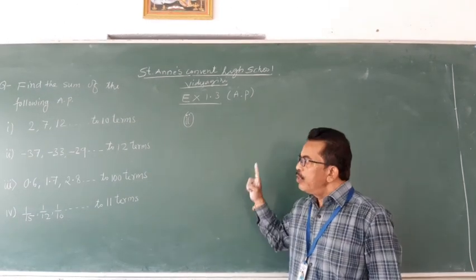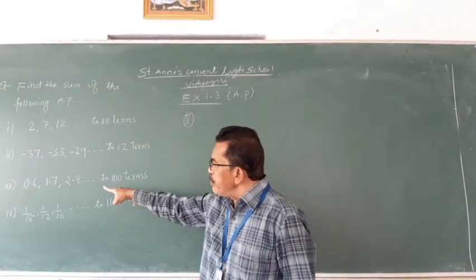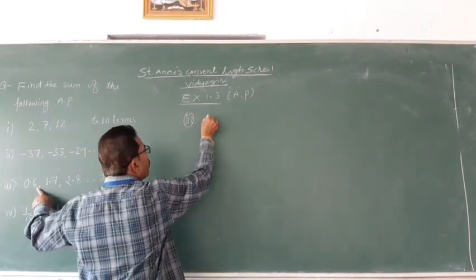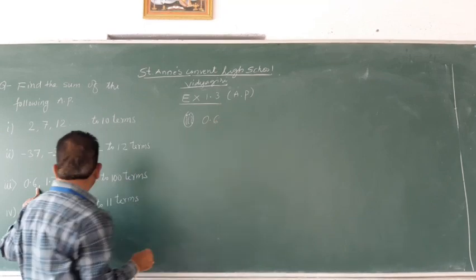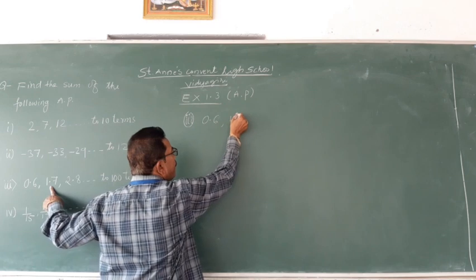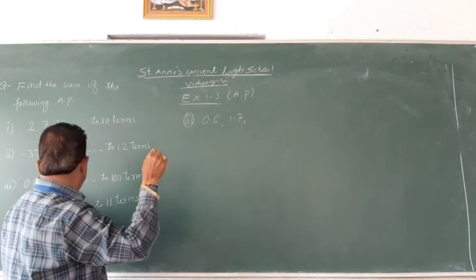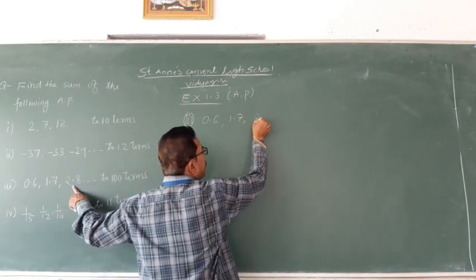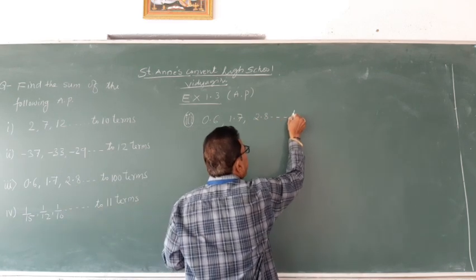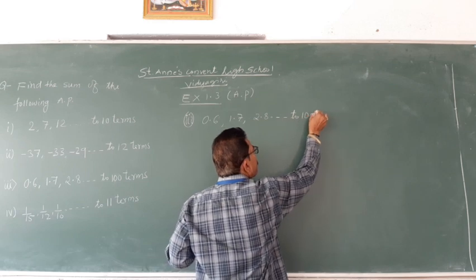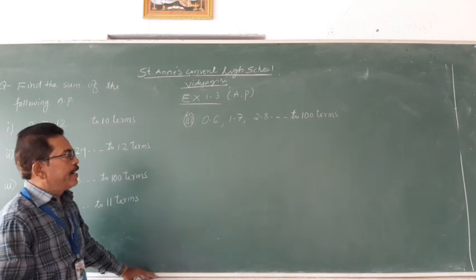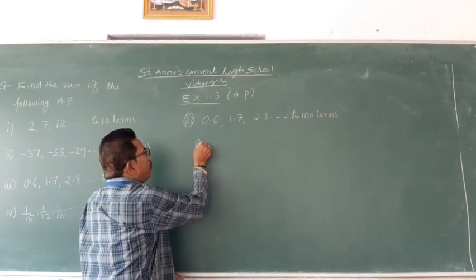Let us move to the third one: 0.6, then 1.7, then 2.8, up to 200 terms.